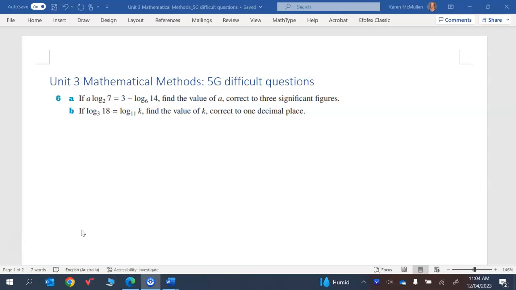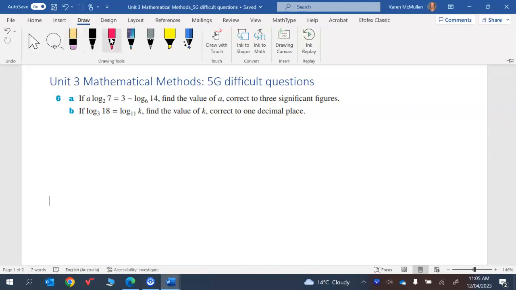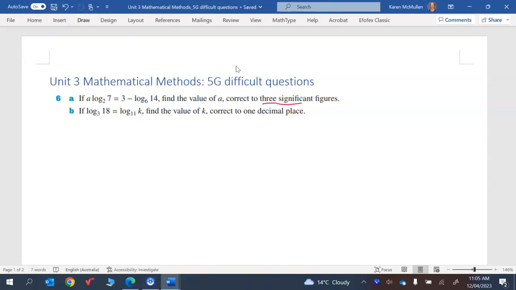Anyway, let's move on. Question 6. So with these questions, as soon as I start seeing, let me just get a pen, 3 significant figures or 1 decimal place, and I don't really like that pen, so I might see if I can transfer, oh, go away. Can I not get rid of you? Are you going to keep drawing? How do I get rid of you? Do I go escape? Yes. Okay, isn't that funny? All right, I'm going to just use the one in Word. It's so much more user-friendly.